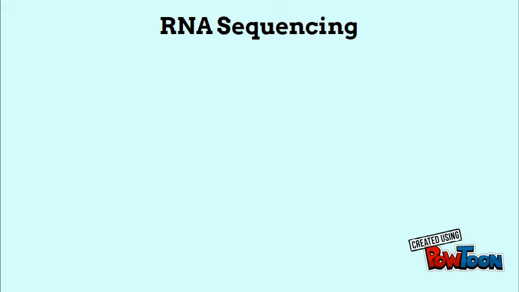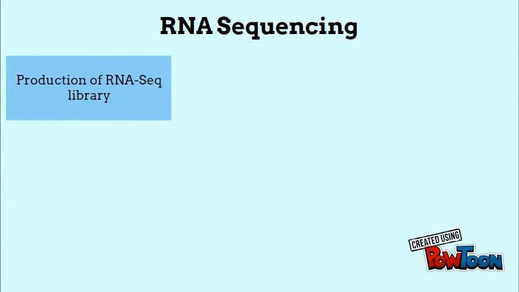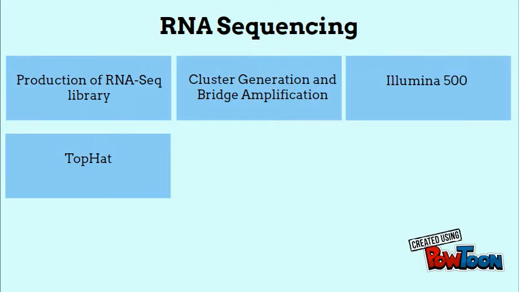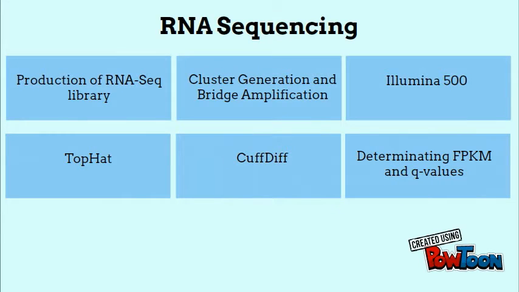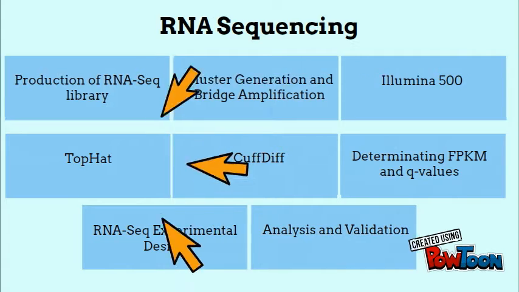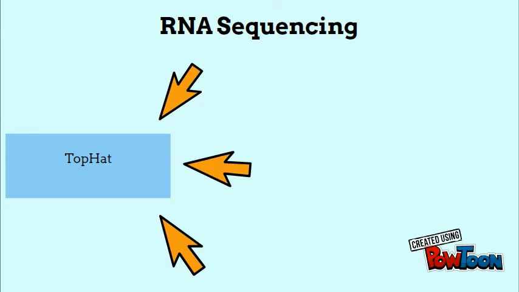RNA sequencing is completed by the following steps: production of an RNA sequence library, cluster generation and bridge amplification, Illumina 500, Tophat, CuffDiff, determining statistics, experimental design, and analysis. We are now at the step Tophat.